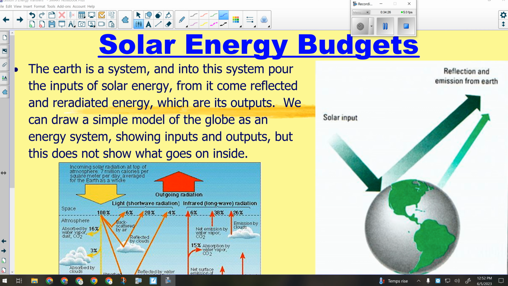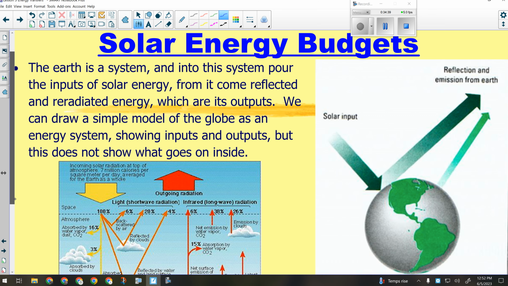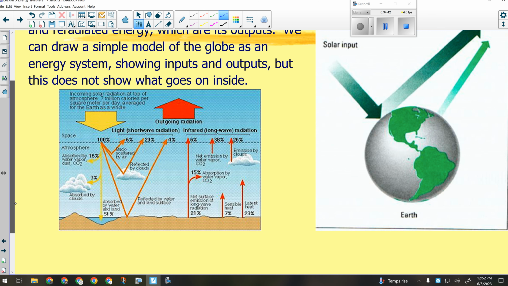It reflects a lot of solar energy back. It also absorbs a lot of solar energy. The moon, another one, reflects a lot of solar energy. That's why we can see it so bright in the sky. So as we were saying, that light comes in. A lot of it gets backscattered, about 6%. A lot of it gets reflected by clouds, about 20%. Depending on the time of year, 4% can be reflected by water and land surfaces, unless of course they're covered in snow, at which point they can be a lot more reflective than that.